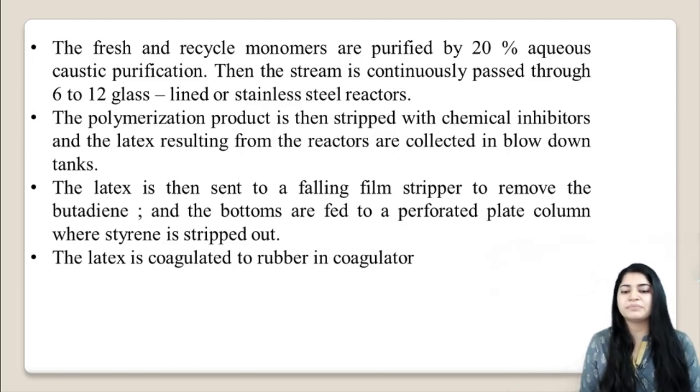The polymerization product is then treated with chemical inhibitors, and the latex resulting from the reactors is collected in blow down tanks. Then this latex is sent to a falling film stripper to remove the butadiene, and the bottoms are fed to a perforated plate column where styrene is stripped off. So these two strippers are added to take out your unreacted monomers, butadiene and styrene. Then the latex is coagulated to rubber in a coagulator.